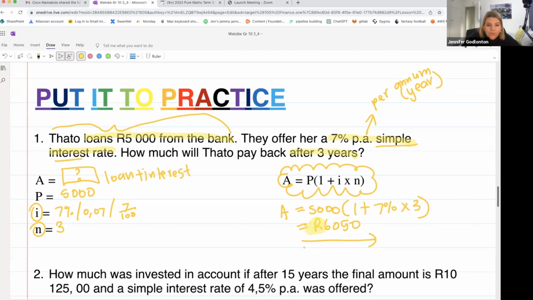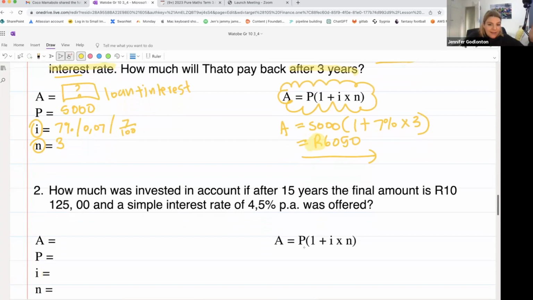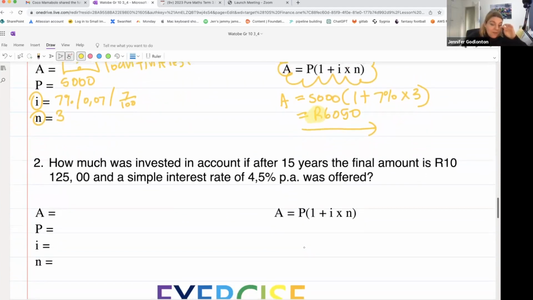Okay, cool. All right, so question 2. We're going to do a very, very similar thing here. How much was invested in an account if after 15 years the final amount is 10,125 Rand? Simple interest rates of 4.5% per annum was offered.